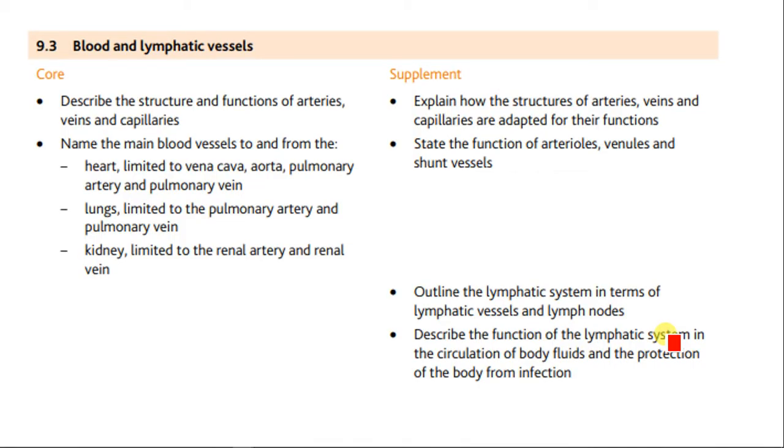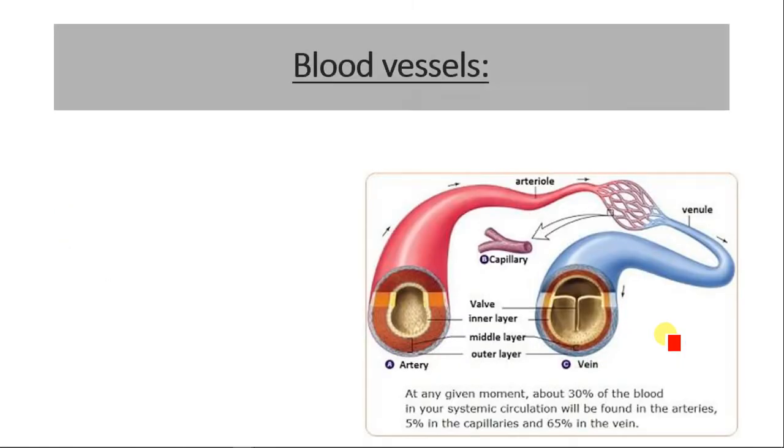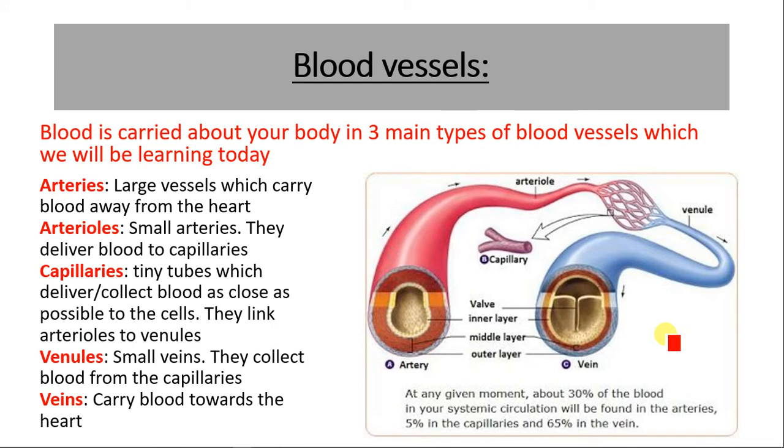So the next aspect we're looking at now is blood and lymphatic vessels. Here, let's look simply at the blood vessels. There are three main types of blood vessels: the arteries, the veins, and the capillaries. Arteries are large vessels which carry blood away from the heart, while capillaries are tiny tubes which deliver blood to body cells, and veins carry blood towards the heart.